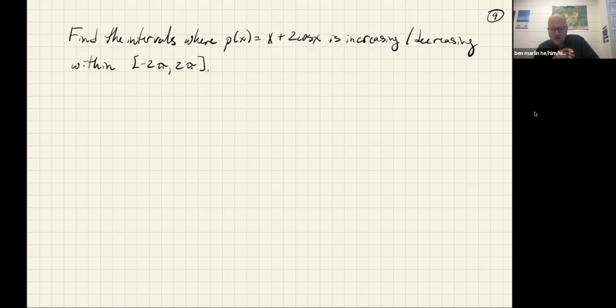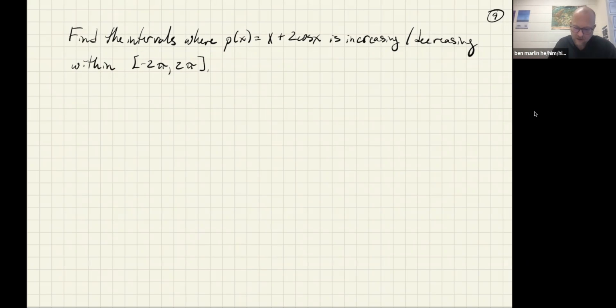Then this one's going to ask us to find the intervals where p of x equals x plus 2 cosine x is increasing or decreasing. And instead of looking in 0 to 2 pi, I'm going to say, let's look at minus 2 pi to 2 pi. Just because if you take a look at a graph of it and you just look at 0 to 2 pi, it doesn't really show you much of what's going on. But once you get 2 periods of the function, you really start to see what's happening with it.